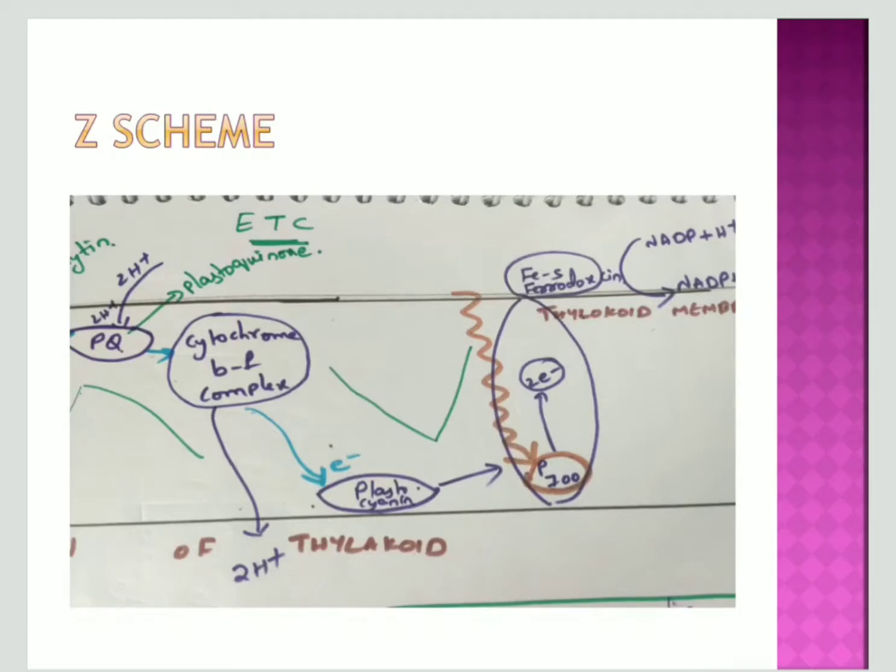The reductase enzyme is present, which will reduce NADP plus to NADPH by accepting the protons from the stroma region. So what is the ultimate electron acceptor? That is NADPH. Is it clear? So this is the non-cyclic one.